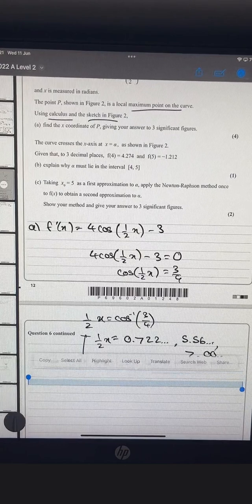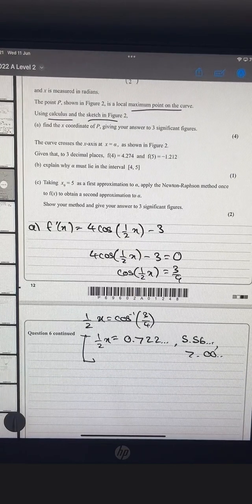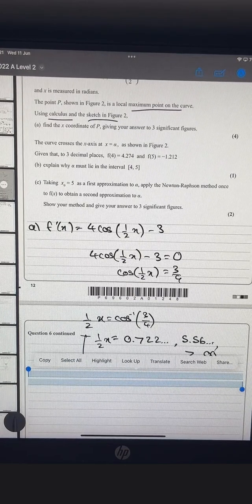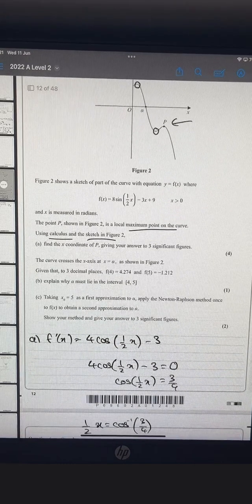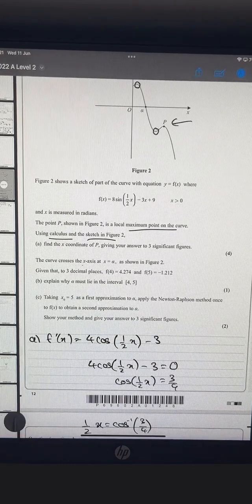X is going to be equal to just 7 times 2, which is 14. And that is it to 3 significant figures there. So then it says the curve crosses the x-axis at x equals a, as shown in figure 2. Given that to 3 decimal places, f of 4 is that and f of 5 is that. Explain why a must lie in the interval 4 to 5.